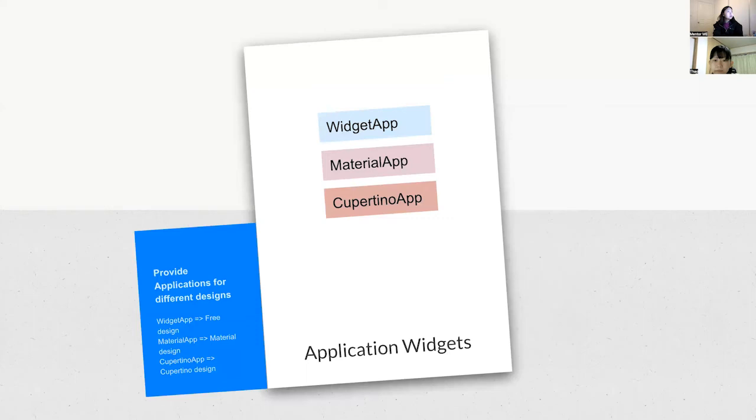Okay, so we have three application widgets. One is the widget app, which is the generic application widget, very generic, and it does not have specific material design theming or Cupertino design theming. Okay, material app is the extension of widget app, but it provides the material design theming. Cupertino app is also an extension of widget app, and it provides Cupertino design theming.